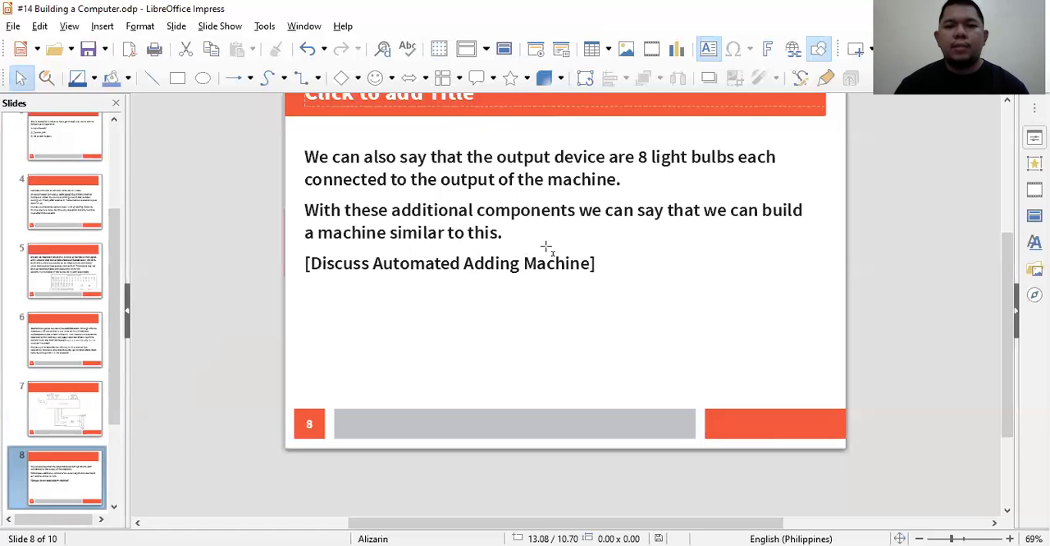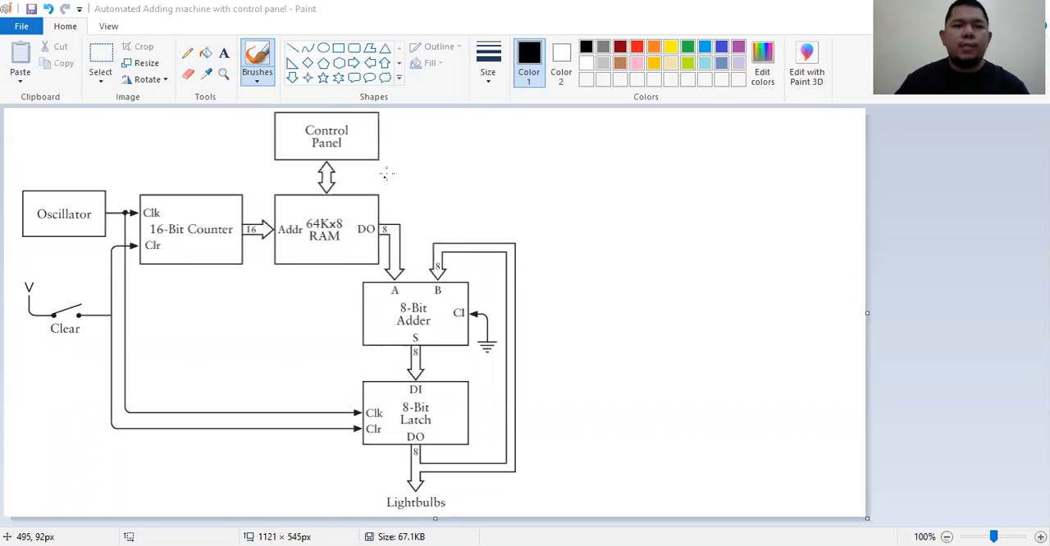With these additional components, we can say that we can build a machine similar to this. All right, so this is our input. I have to mention that we have added a clear switch here, which initializes the whole of our circuitry. The clear essentially resets the counter to 000H, and resets the 8-bit latches all to 0. So essentially it's initializing everything.